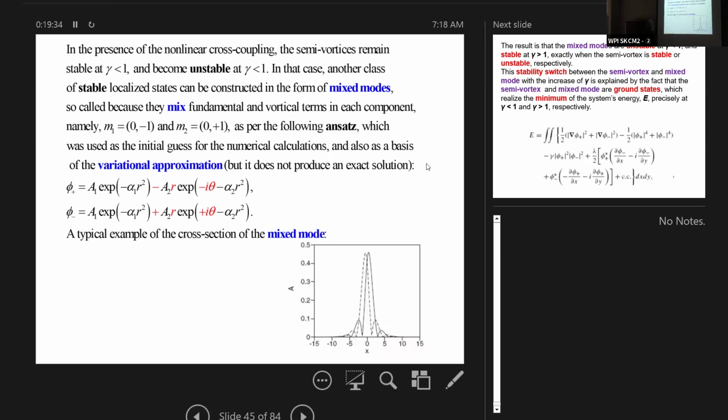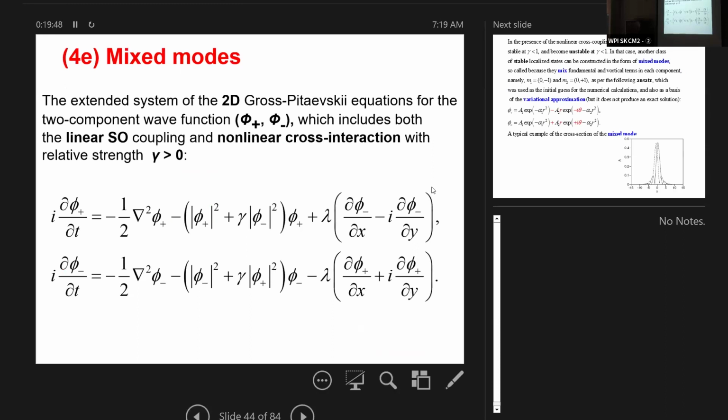And then the stability analysis of these mixed mode solutions demonstrates the following result. Let us look again at the coupled nonlinear equations. As long as this coefficient of the cross interaction gamma remains smaller than 1, and as I mentioned in that case, semi-vortices are stable, these mixed mode solitons exist, but they are unstable, not so interesting.